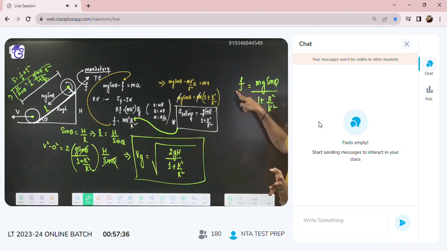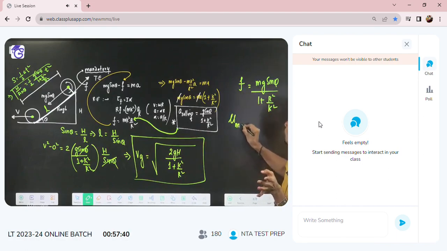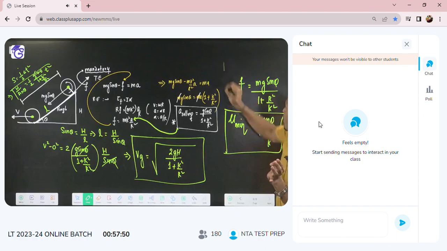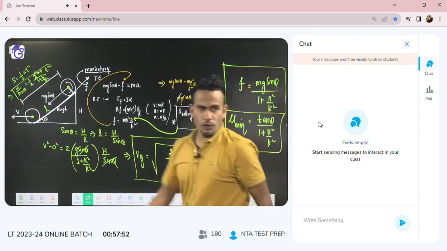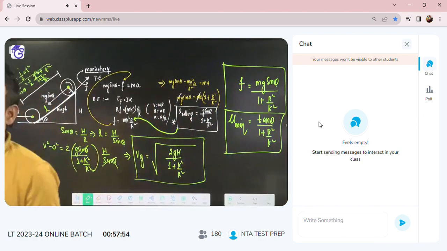If you equate friction to mu N, from there we will get the minimum value of mu. All these results I will talk about in the next class also. Tan theta by 1 plus r square by k square. These are the values of mu and friction. You can write them again, and we will talk about these results in the next class.